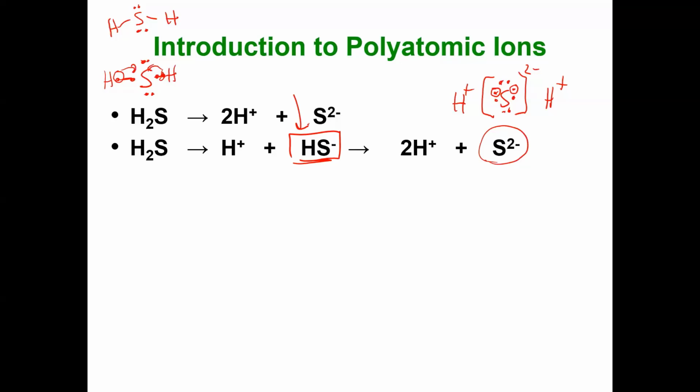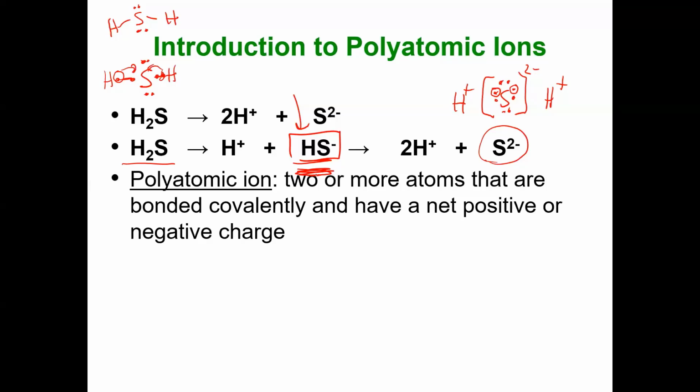The reason why I said compound and not element: an element is neutral, but there's only one type of atom. A compound is neutral, like hydrosulfuric acid, there's no charge on it, but it has 2 or more types of atoms. Well, this has 2 or more types of atoms, but it's not neutral. It has a charge. So what is it? Well, it's a polyatomic ion. When you have 2 or more atoms that are bonded covalently and have a net positive or negative charge, you have a polyatomic ion.